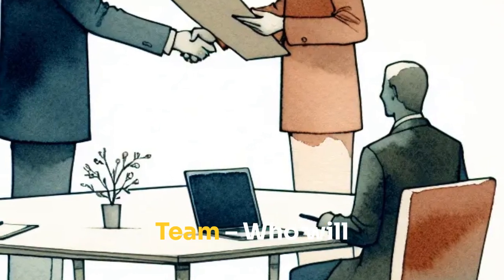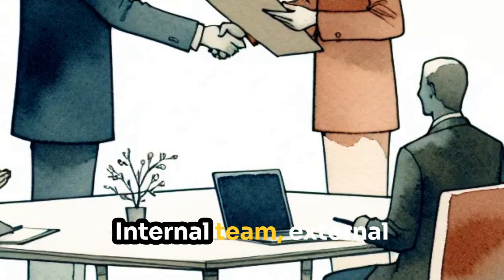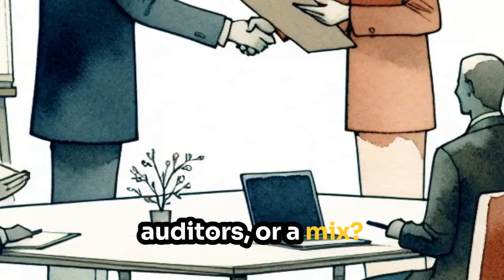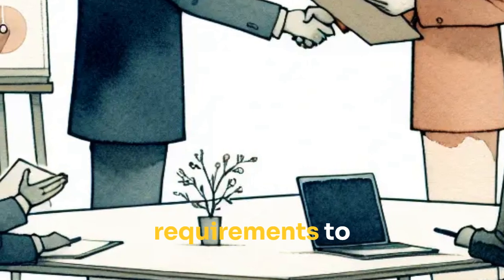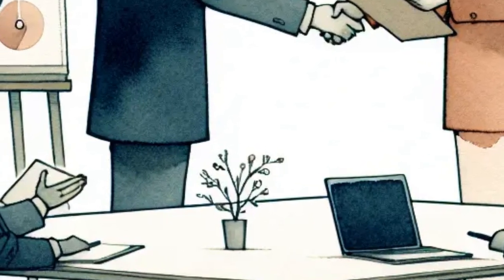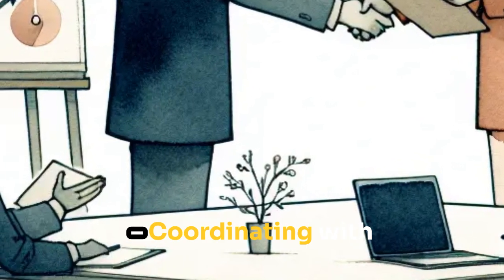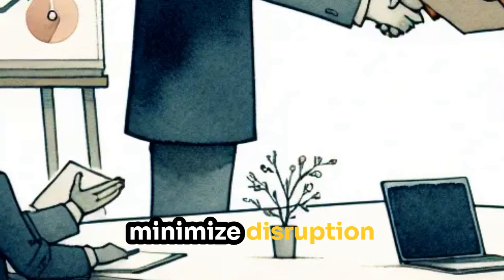Selecting the audit team: who will conduct the audit? Internal team, external auditors, or a mix? Creating an audit checklist, a structured list of questions and requirements to verify compliance. Scheduling the audit, coordinating with key stakeholders to minimize disruption.